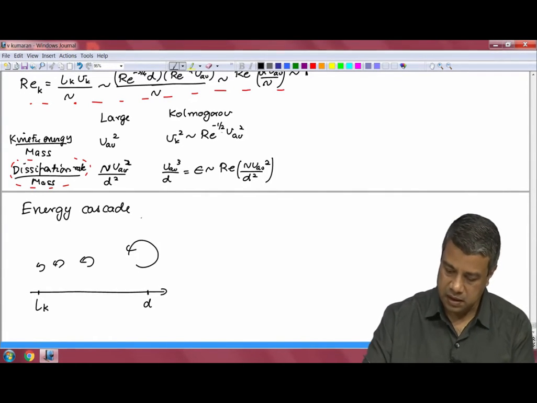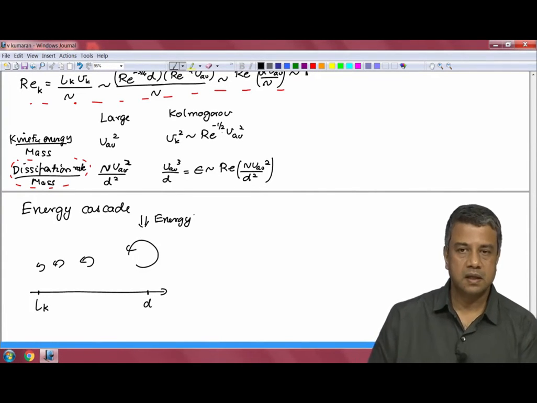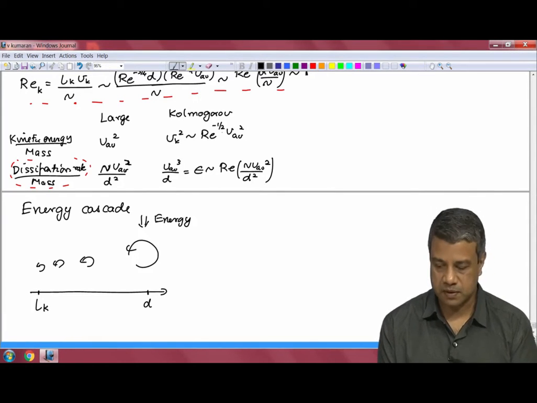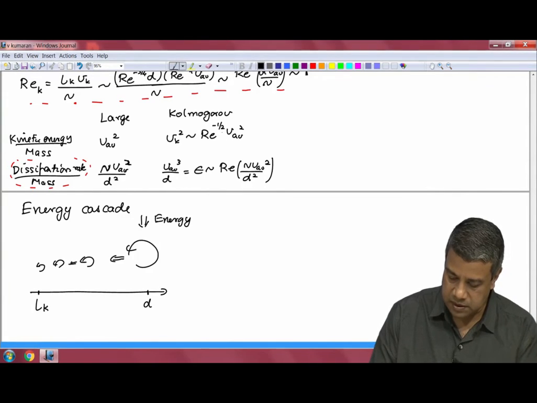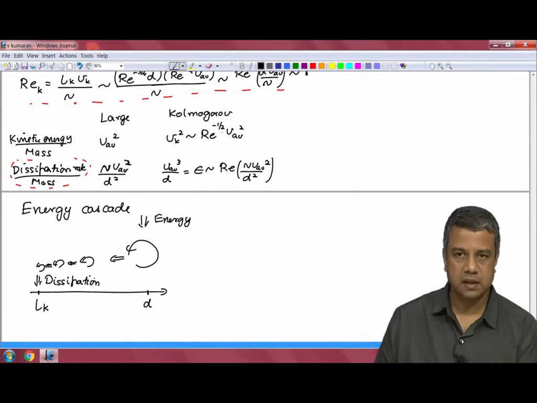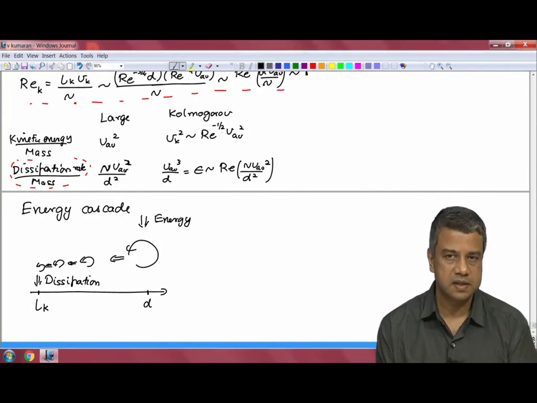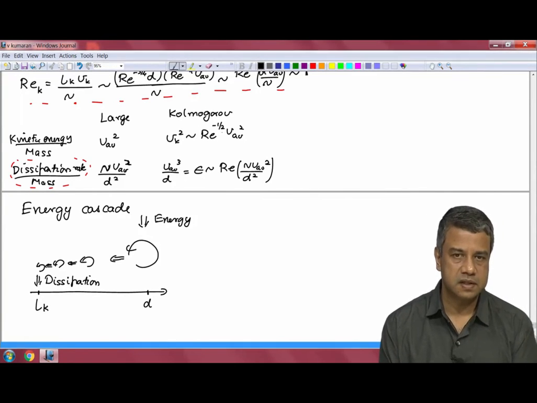Energy that is put in the large scale flow, the rate of energy input per unit mass, or the power input per unit mass, is transferred sequentially down to smaller and smaller scale motion, until at the Kolmogorov scale it is dissipated by viscous friction. So, the flow itself creates structure of smaller and smaller size, such that at the smallest size whatever energy was put in at the large scale is dissipated due to viscous dissipation.